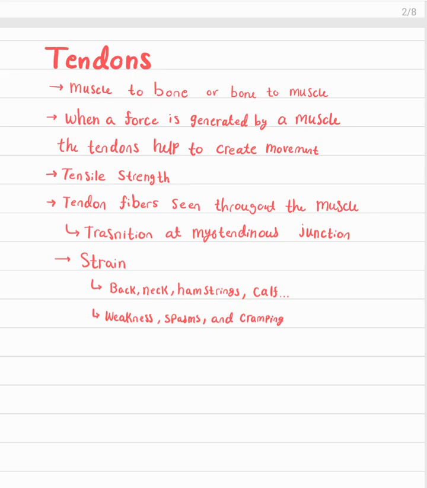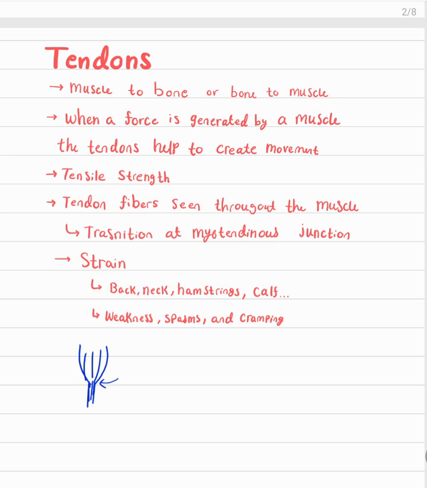The tendon fibers are not just seen at the ends of the muscles, but they're seen throughout the muscle. And the transition is the myotendinous junction. So when you think of a muscle and there's this tendon and it goes to a bone, it kind of all looks like this, right? This is that myotendinous junction where it goes from the big muscle to the bone.